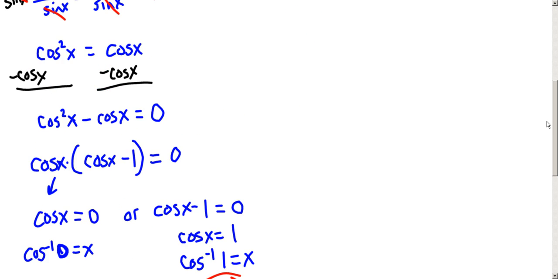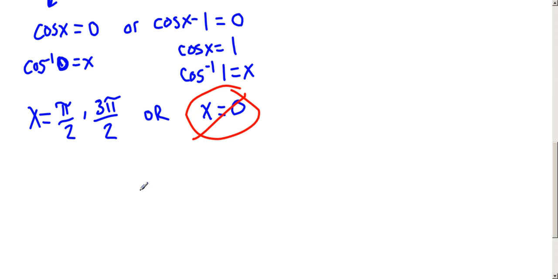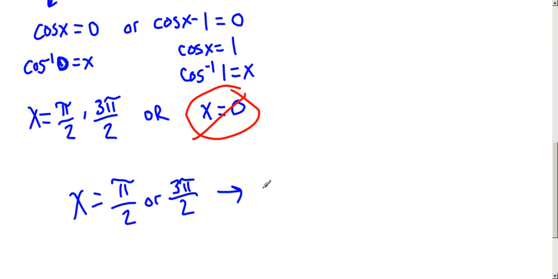So our final answer for number 1, x equals pi over 2 or 3 pi over 2. Okay, or we can write it as a set, pi over 2 and 3 pi over 2.